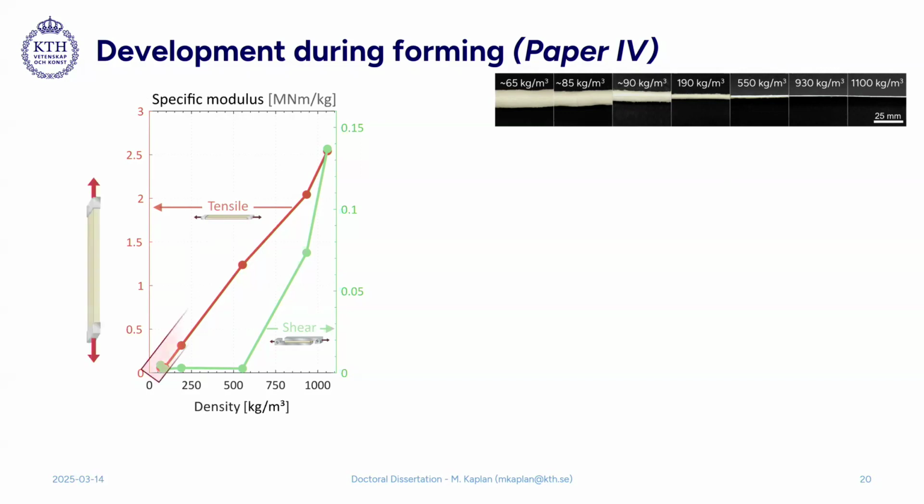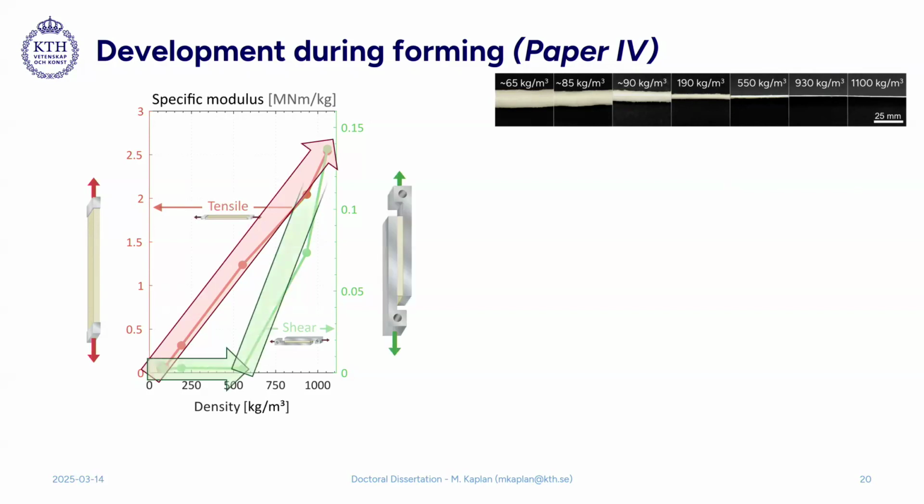And the second part is how these curves are different. In the tensile test, we have a continuous increase of the specific modulus. However, in the shear test, we see that we have a threshold level before we start increasing this property. And we believe this is likely due to an activation of the network, that we need to have enough joints formed to actually get some sort of shear resistance in the network. And the trends are similar, for example, for the strength as well. So we also increase the load-bearing capacity in the network.